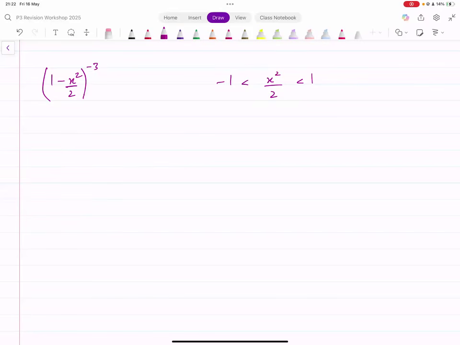Now, the 2 goes to the other side. We multiply the whole inequality by 2, so that gives us x² between -2 and +2. Now, this lower limit is actually kind of irrelevant, because x² can never be negative. So there's no lower limit as such.